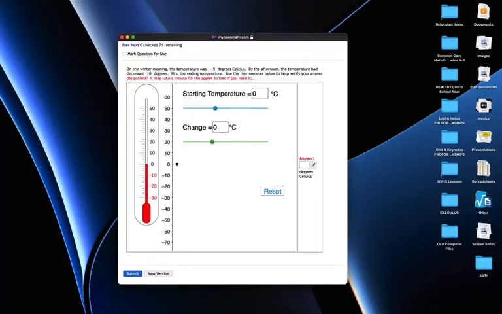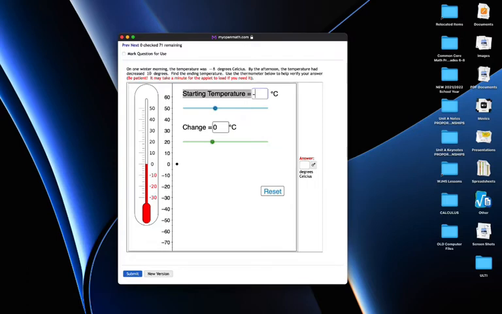This problem states that on one winter morning, the temperature was 8 degrees Celsius. By the afternoon, the temperature had decreased 10 degrees. So, the problem states that the temperature at the beginning was -8.